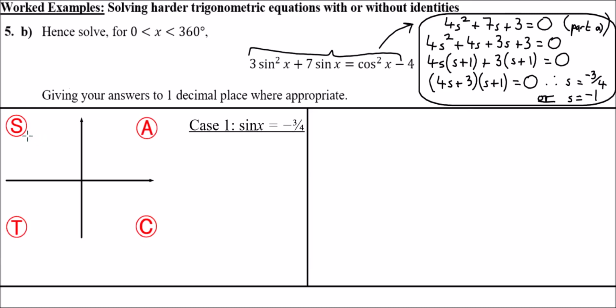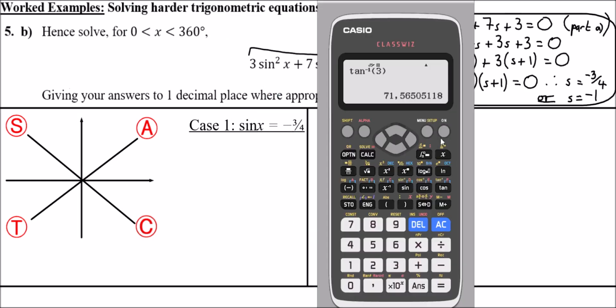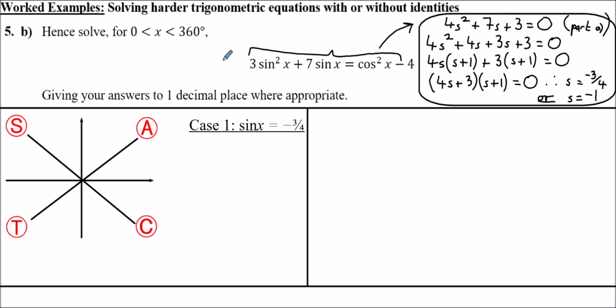So let's add the big X to the cast diagram, which we have here as ever. So we need the principal value of where sine x is equal to minus 3/4. So just using the calculator, we just do inverse sine minus 3/4. So shift sine minus 3/4. And bear in mind we need this to one decimal place as well. So here we get minus 48.6 to one decimal place. So we can write that down as our principal value.